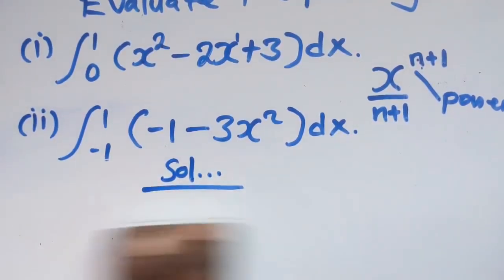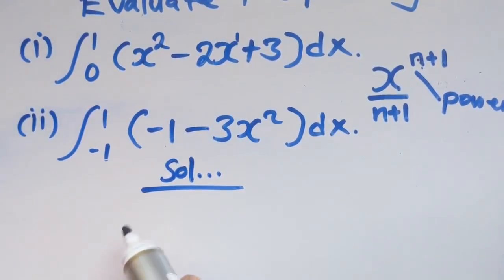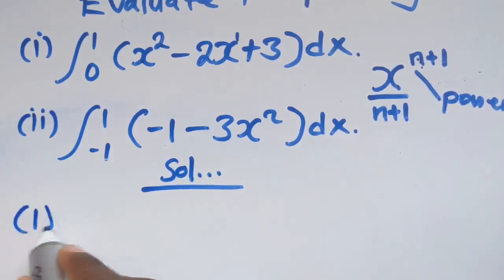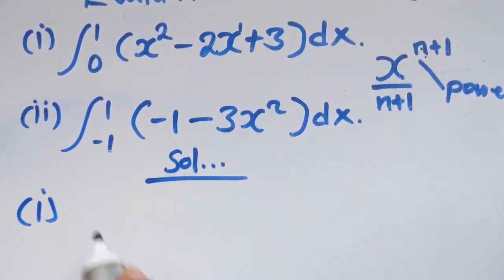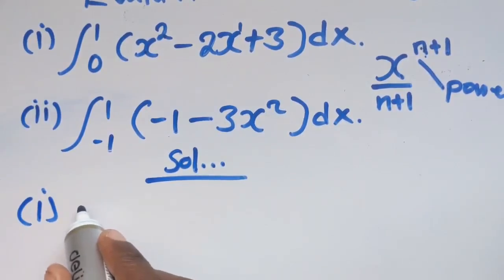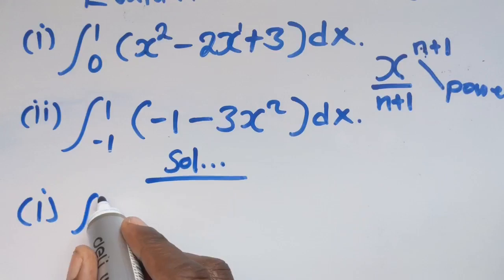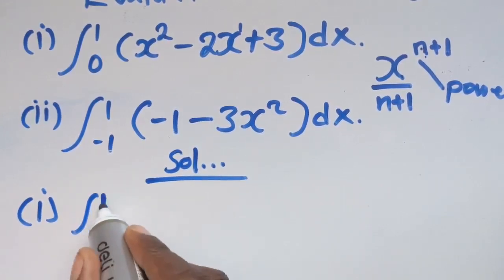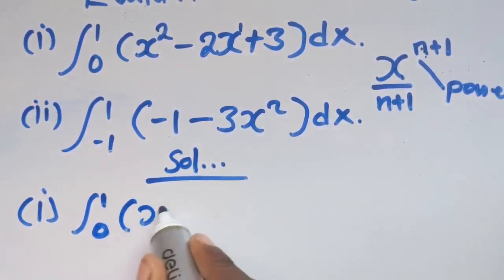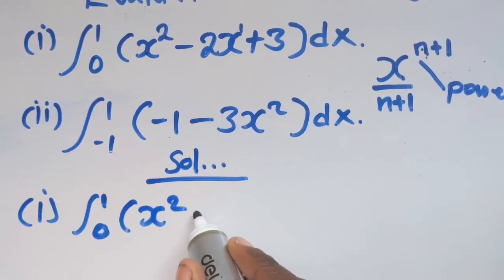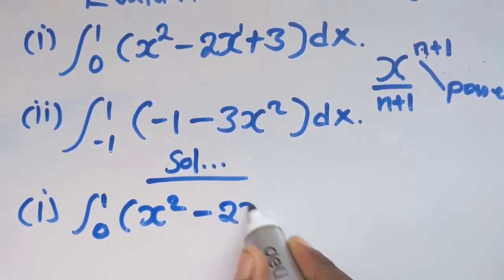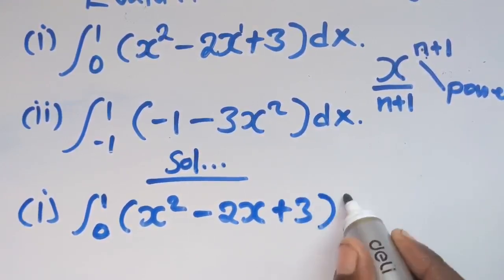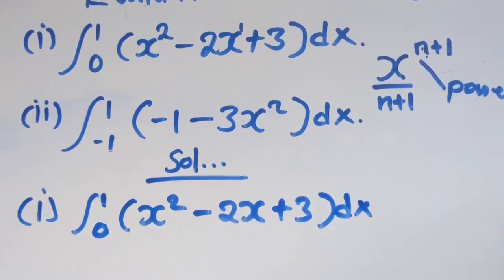All right, so let's go on and solve the questions. We are going to start with question 1. It says we have the integral with a limit of 0 to 1, of x power 2 minus 2x plus 3, dx.